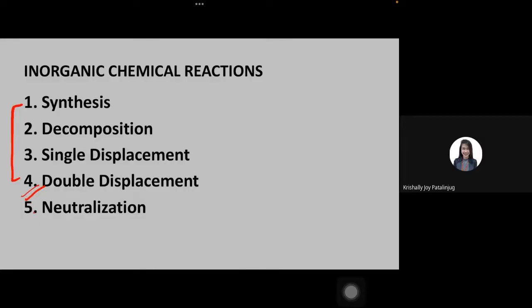The fifth one listed, neutralization, falls under the fourth type of inorganic chemical reaction. So letter A, neutralization, and also letter B, precipitation. This again falls under the type of chemical reaction double replacement or double displacement. Okay, so kindly take note of that.